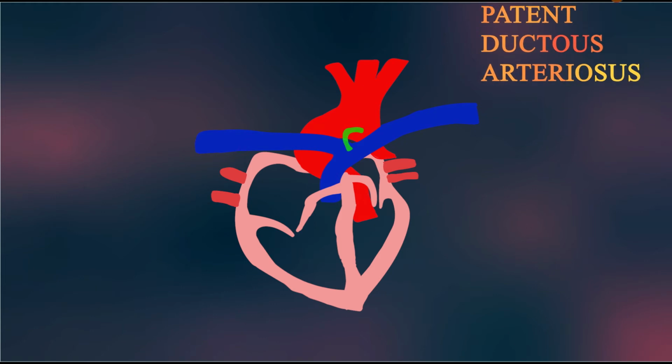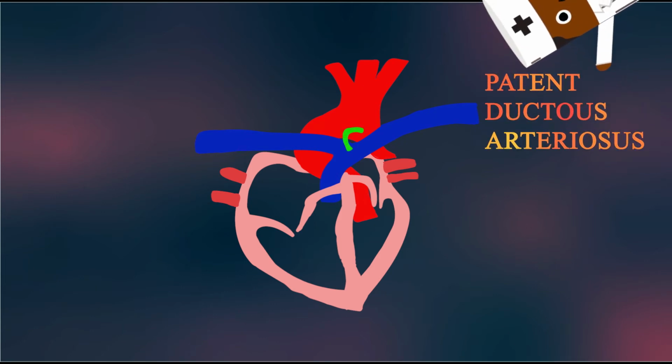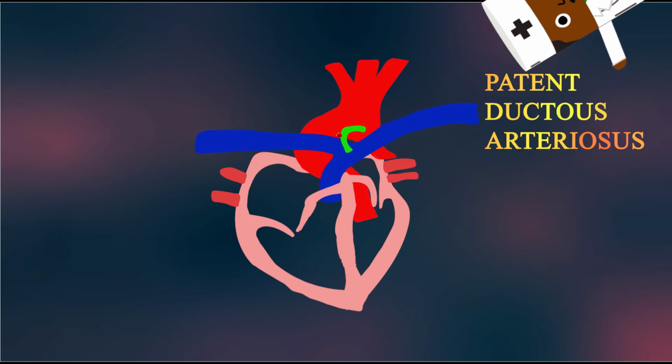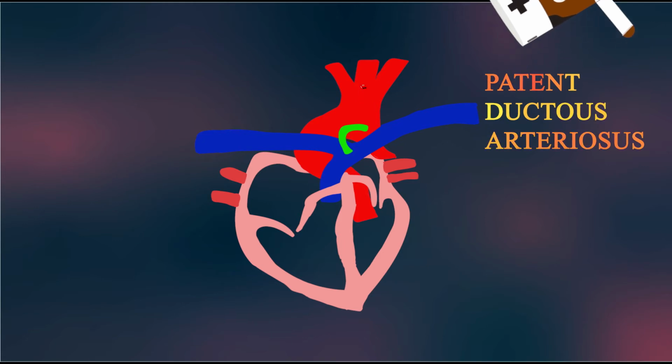Another adaptation in the fetal heart is the ductus arteriosus. It is the bridge that shunts oxygenated blood from the pulmonary artery of the fetus to the aorta, therefore bypassing the non-functional lungs. However, if it continues to stay open long after birth, then we call it patent ductus arteriosus.